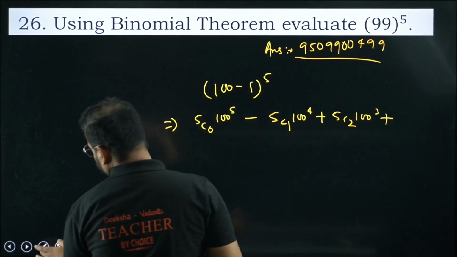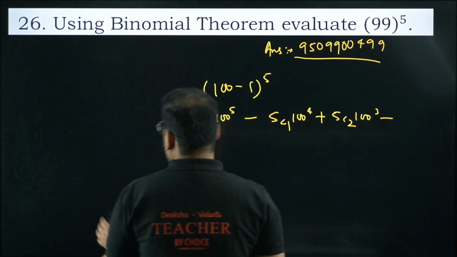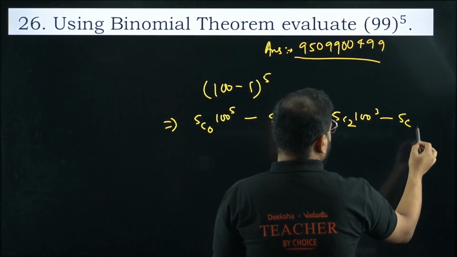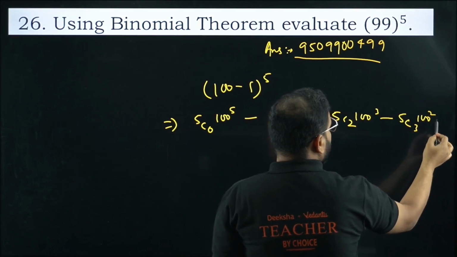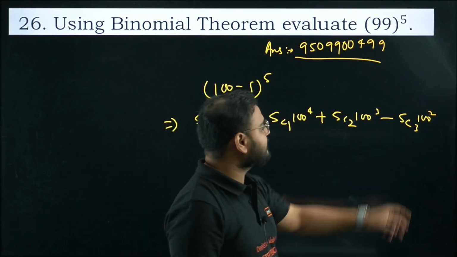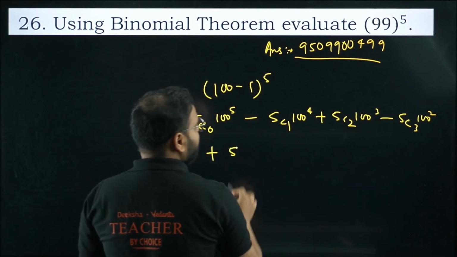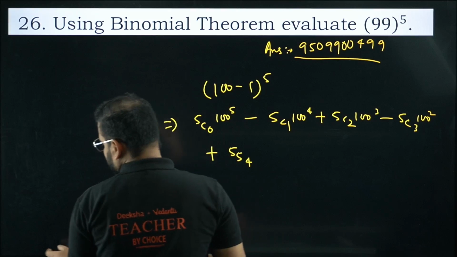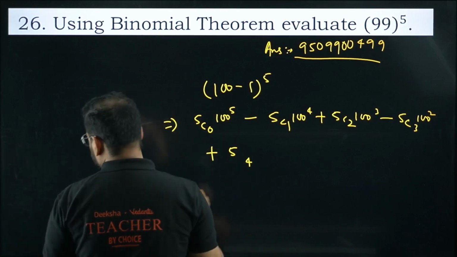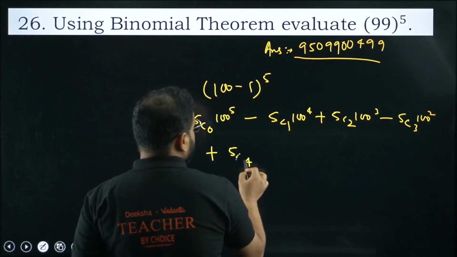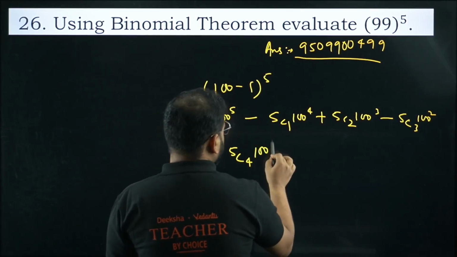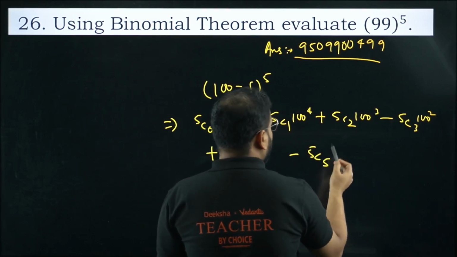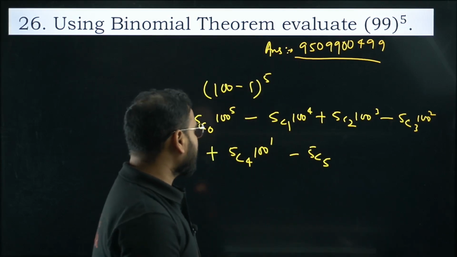Again, this will become negative, right? So I'll have 5C3 100 power 2, which will be having (minus 1) power 3. I've already taken the negative sign here, plus 5C4 100 power 1, this will be positive again, minus 5C5 100 power 0, which will be simply 1 only, and we already took the minus sign.